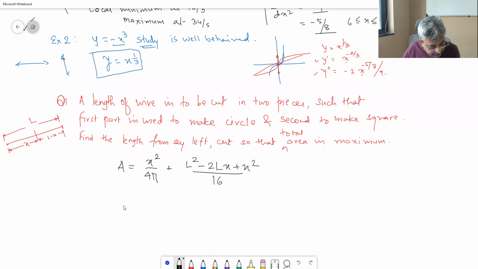and you differentiated it. dA by dx, you found out because you were expecting maximum or minimum, therefore the tangent should have slope equal to 0. You equated it to 0 and then solved it to get x is equal to pi L upon pi plus 4. Okay, and you reported this answer, which is not correct.